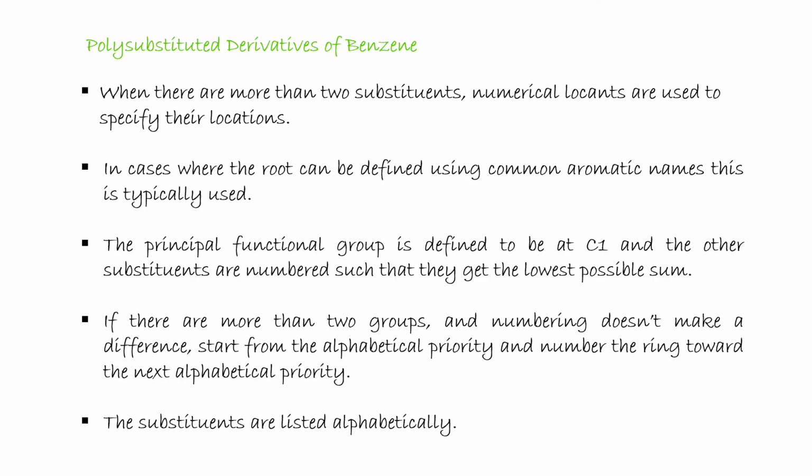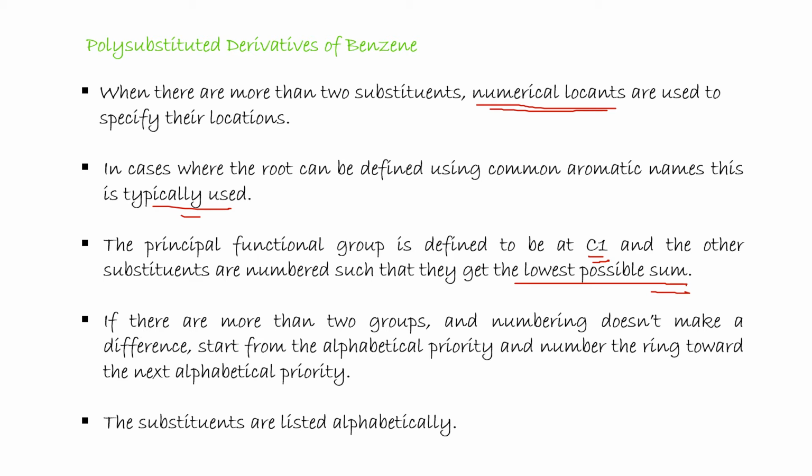For polysubstituted derivatives of benzene, when there are more than 2 substituents, numerical locants are used to specify their location. In cases where the root name can be defined using common aromatic names, which is typically used, we define that and we give that functional group here C1. And the other substituents are numbered such that they get the lowest possible sum.